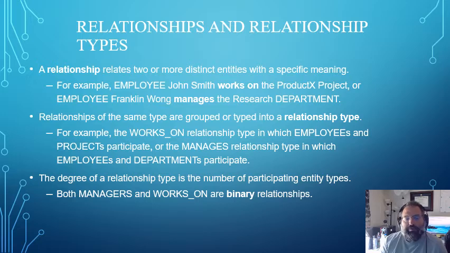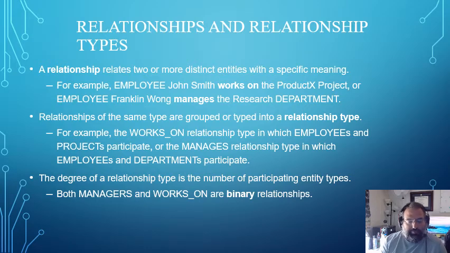A relationship relates 2 or more distinct entities with a specific meaning. For example, employee John Smith works on the product X project, or employee Franklin Wong manages the research department. Relationships of the same type are grouped or typed into a relationship type. For example, the works on relationship type in which employees and projects participate, or the manages relationship type in which employees and departments participate. The degree of a relationship is the number of participating entity types.